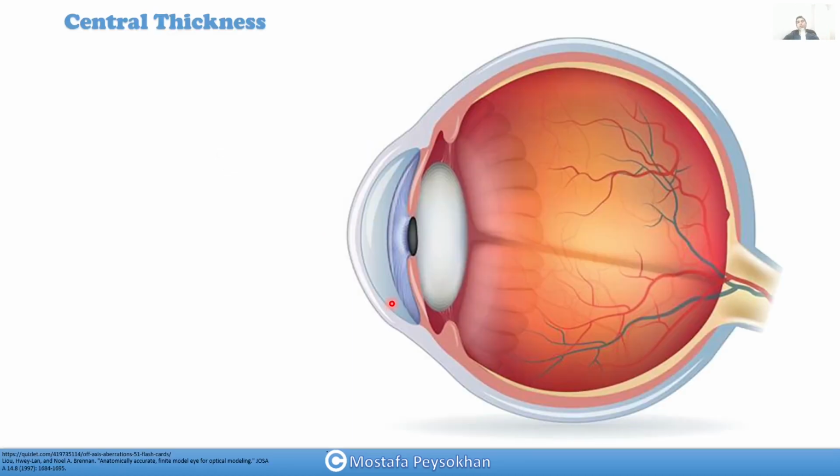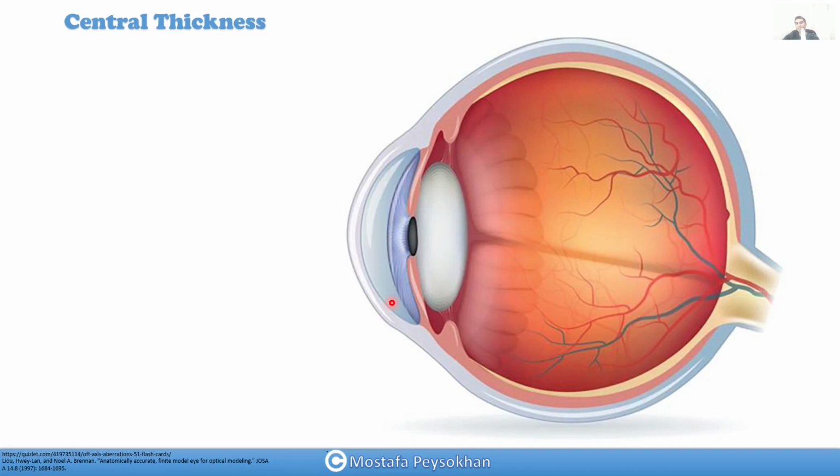In previous videos, we talked about the cornea anatomical structure. We talked about the refractive index of the cornea. We talked about the shape of the cornea. We talked about the radii of curvature of the posterior and anterior surface of the cornea. In this video, we're going to talk about the central thickness of the cornea, which is a very important part of our cornea. So what is the central thickness of the cornea?